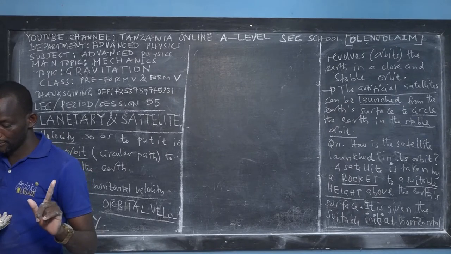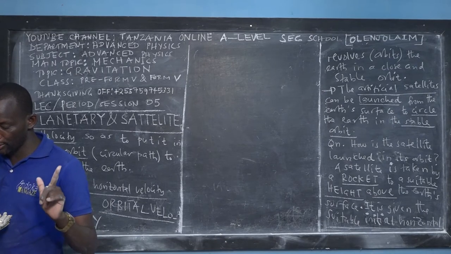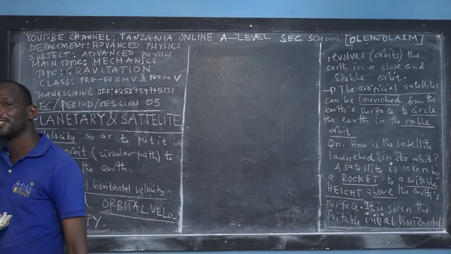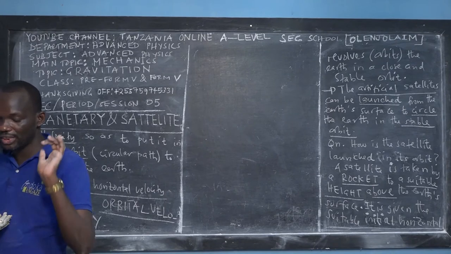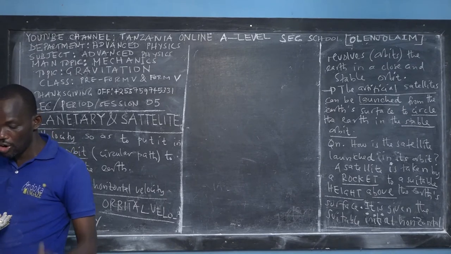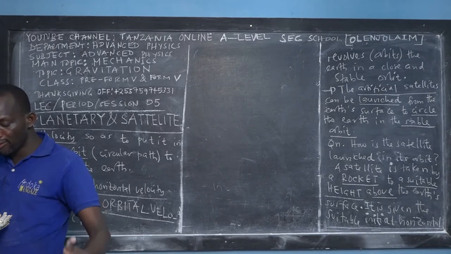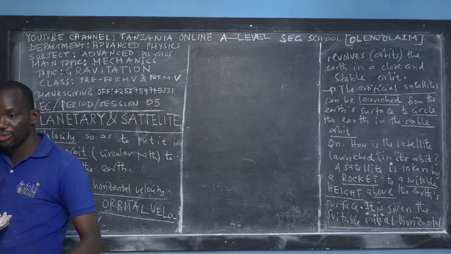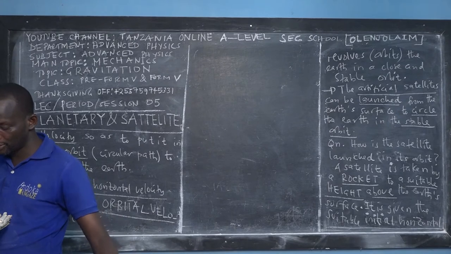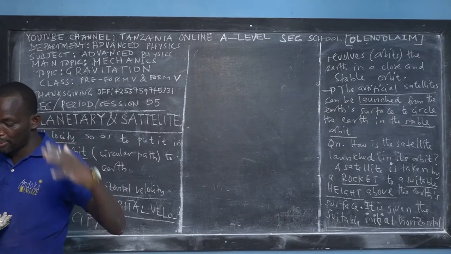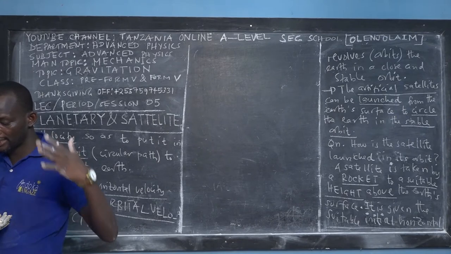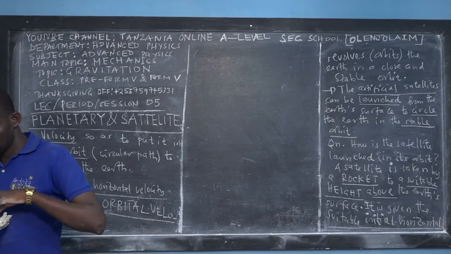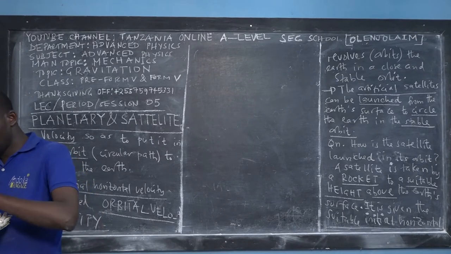Orbit, what is orbit? I want to know if you are listening or just playing the video. Orbit is a specific path taken by the planet or satellite to revolve around the heavy body in the universe. Finally, let me repeat for the last time: orbit is a specific path taken by the planet or satellite to revolve around the heavy body in the universe. I believe that you got it and you enjoyed it.